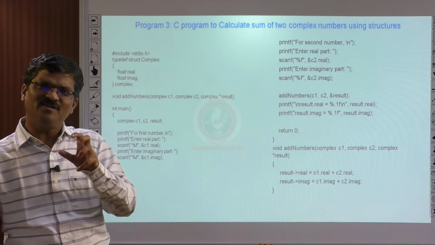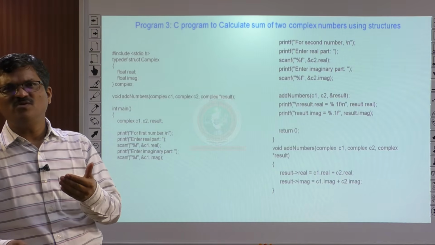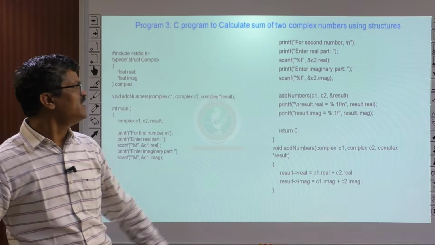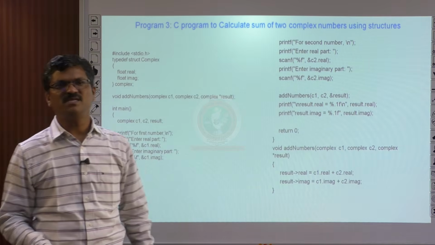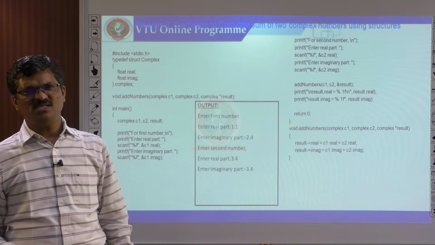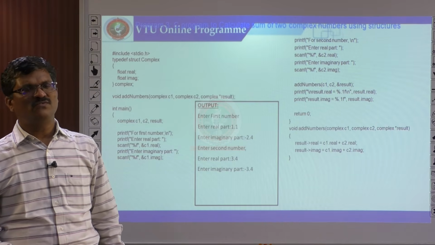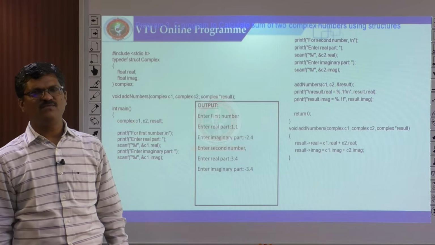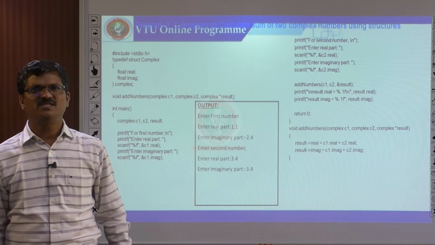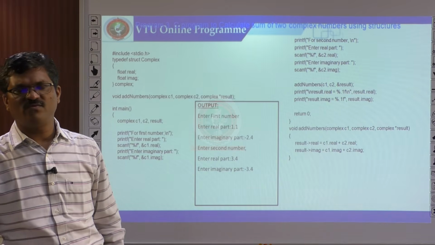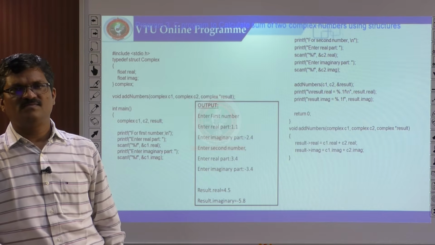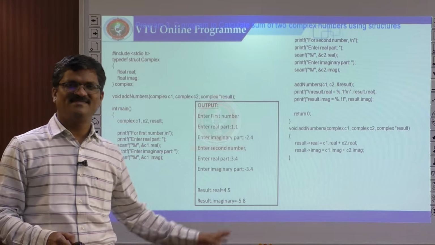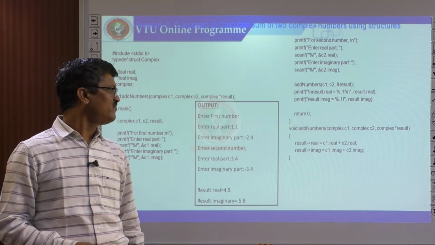So, the result will be written into that memory location, and whatever the computed values are, the same will be displayed through these printf statements. So, this is the input for both the numbers, the first number which takes 1.1 and minus 2.4, the second number which takes 3.4 and minus 3.4, whose result will be: result dot real will be 4.5 and result dot imaginary will be 5.8.